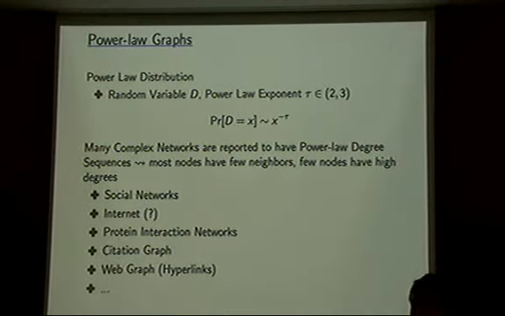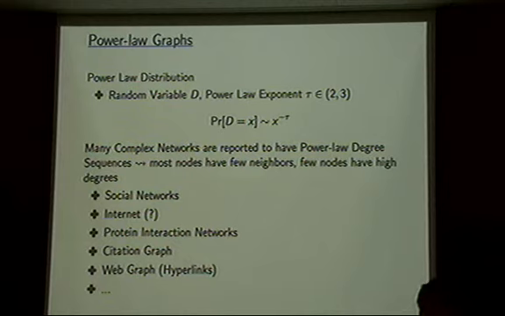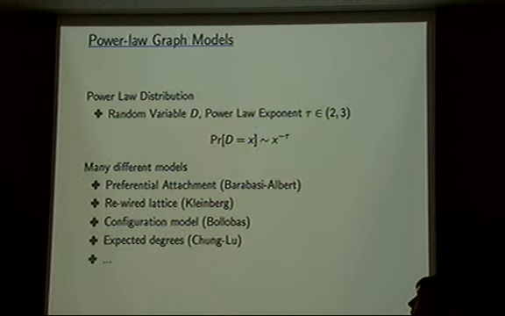Protein interaction networks, or the citation graph, or web graphs. So many real-world structures do have these kind of degree sequences. It would be interesting to have distance oracles for these kind of graphs. And there are many different models for these graphs. Of course, we cannot just say we do it for any graph with this degree sequence. We need to somehow model how these real-world networks look like.